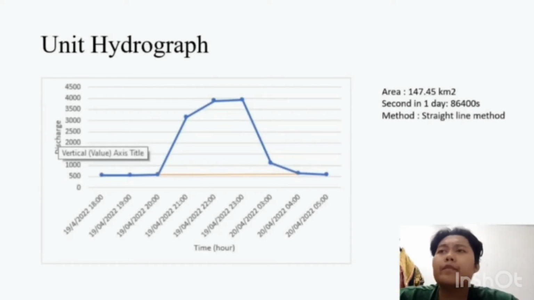Alright, for the unit hydrograph, the method selected for hydrograph separation to process our data into the direct flow is the straight line method. For the straight line method, we just pull the line from the third point to point A, and we plot the data into the table to find the base flow and direct flow.